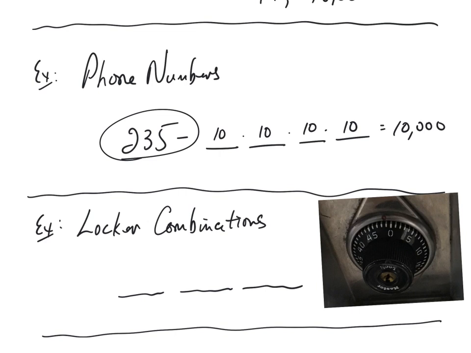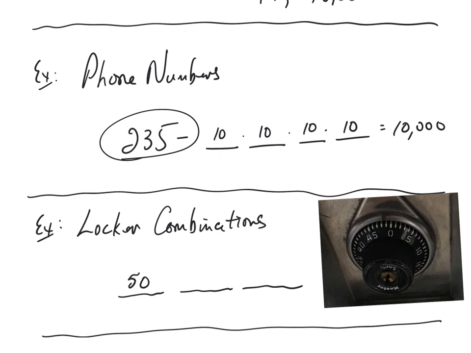Okay, here's another one. I just took a picture of somebody's lock out in the hallway. The downstairs lockers have combination locks with 50 characters on them. You can see this one goes from 0 up through 49. So that means there's 50 options for each of the numbers. How many locker combinations could you possibly have?